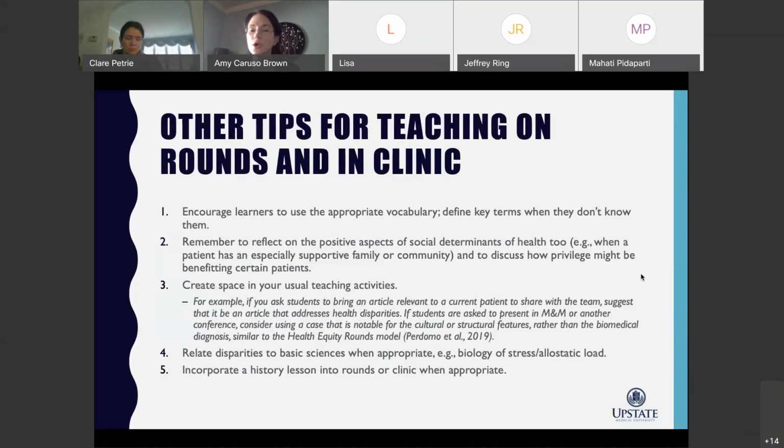And then incorporating a history lesson into rounds or clinic when appropriate. How did these tools evolve? How might bias have contributed to how they were used in the past? Why is a particular department or clinic or hospital organized the way it is? And how did the history of racism contribute to those things? So those are all things that we can bring up to better integrate SDH into our clinical teaching.